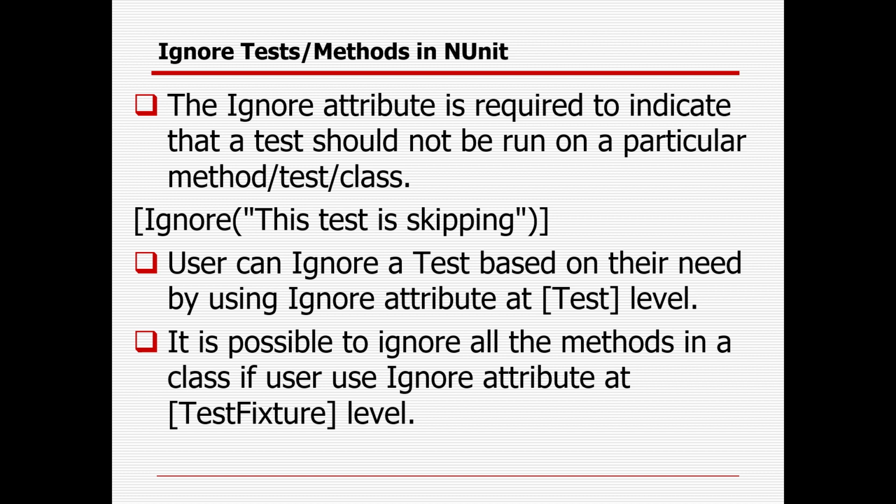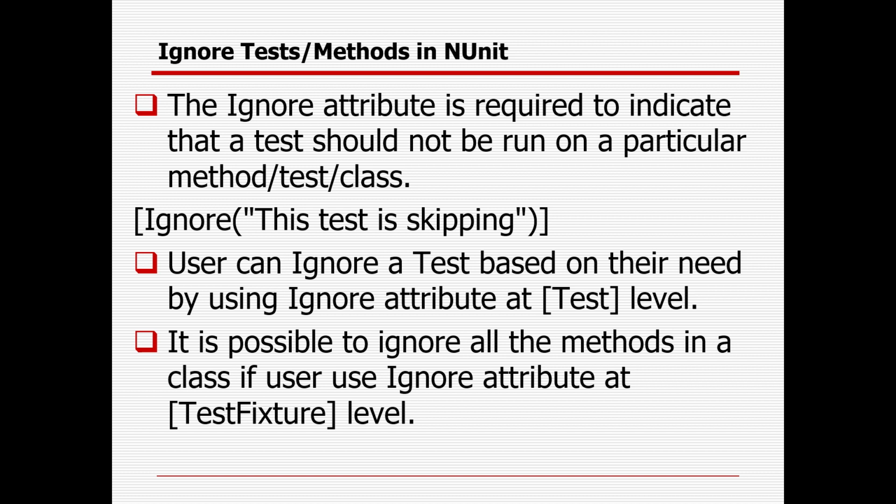The next one is how we can ignore a test or method in NUnit. In case you are already familiar with the TestNG framework, you already learned how to enable or disable test cases. Similarly here, if you want to disable a particular method from being executed, we can ignore the test. Or you can also ignore the test at the test fixture level, so that all the methods belonging to that particular class under that fixture will be completely ignored.